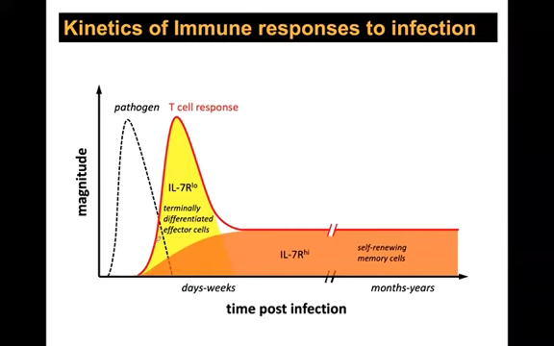You get lots of effector cells that are mostly going to die off. But even early during the response, you're also getting IL-7 receptor high cells that become your self-renewing memory cells. So a T cell response is really two waves: terminally differentiated effector cells that are all going to die off, and memory precursors that provide your long-lived memory cells.